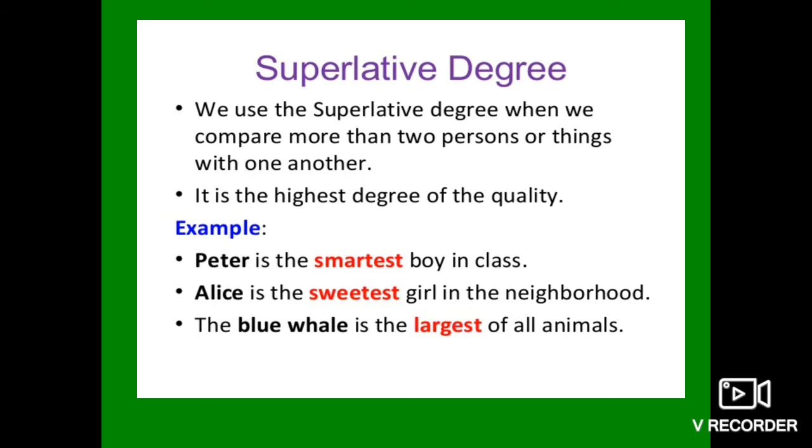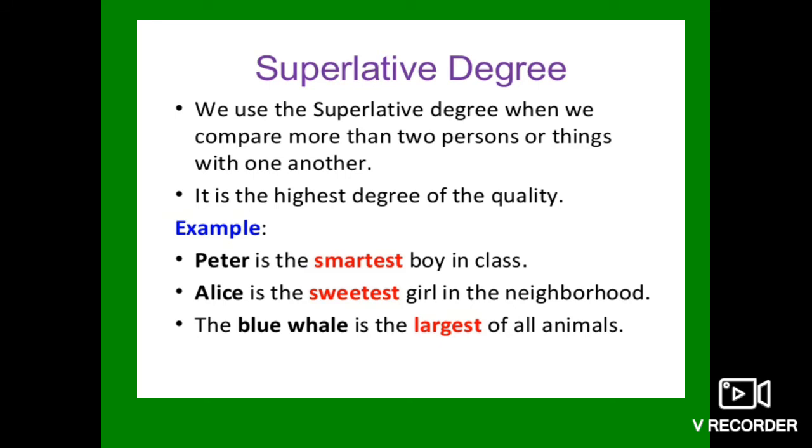So, in all these sentences, as you can notice, these are the highest degree of the quality and we are comparing more than two persons or two things with one another. So this we call superlative degree.